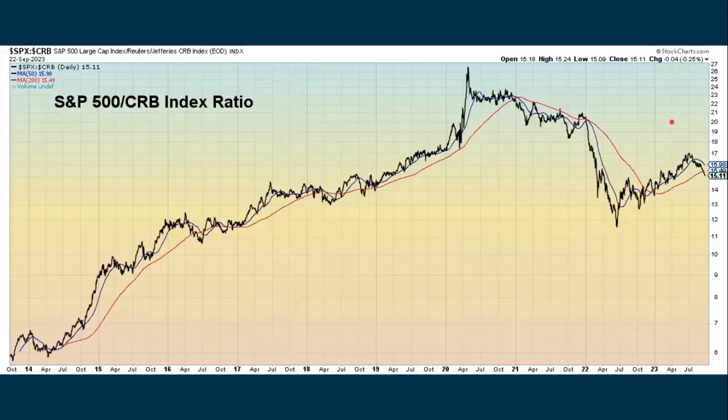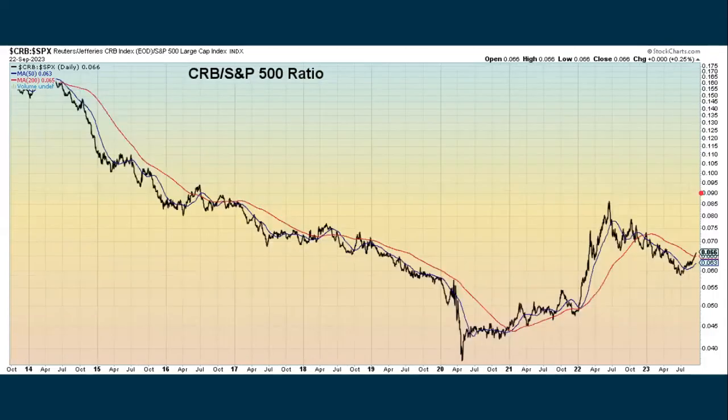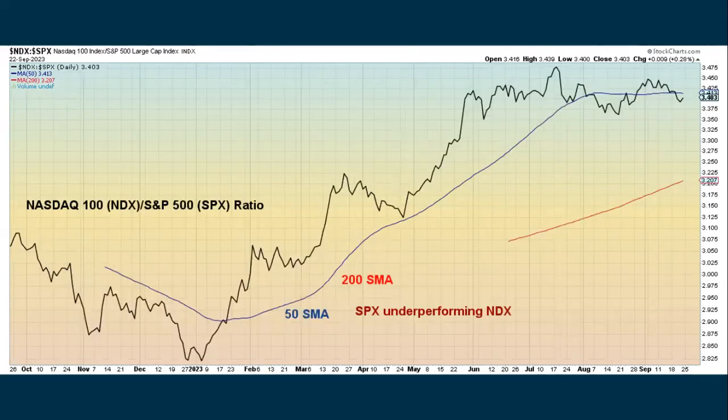We look at the S&P 500 and compare it with the CRB index, where stocks have been going down and commodities have been going up. Even though we're still in a longer-term uptrend, we are seeing some weakness. And then we have an inversion of that same chart where we're seeing some recent strength in the CRB index compared to the S&P. We look at the NASDAQ 100 and compare it to the S&P 500.